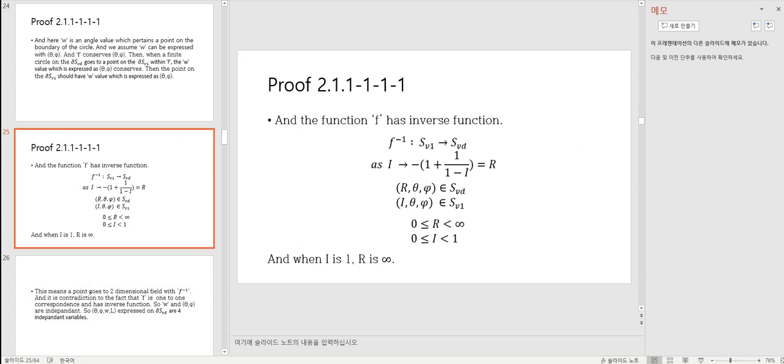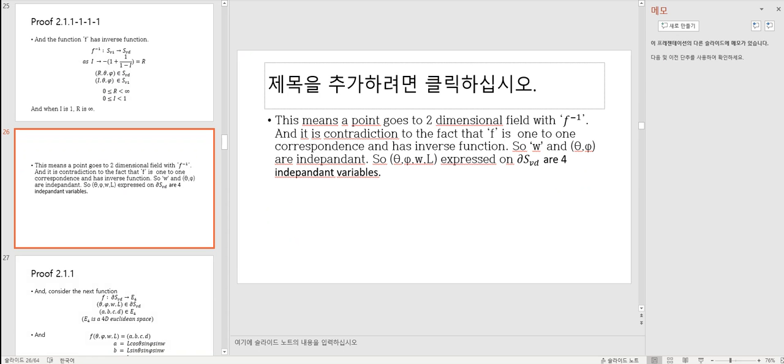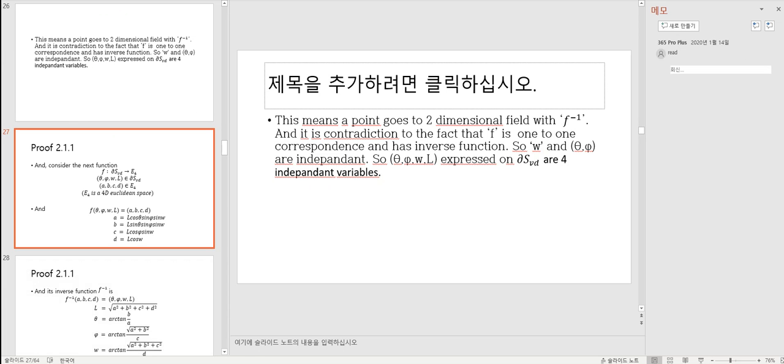And the function f has an inverse function like this. This means a point goes to a two-dimensional field with inverse f, and this is a contradiction to the fact that f is a one-to-one correspondence and has an inverse function. So omega and zeta psi are independent. So zeta, psi, omega, and L expressed on dsVD are four independent variables.